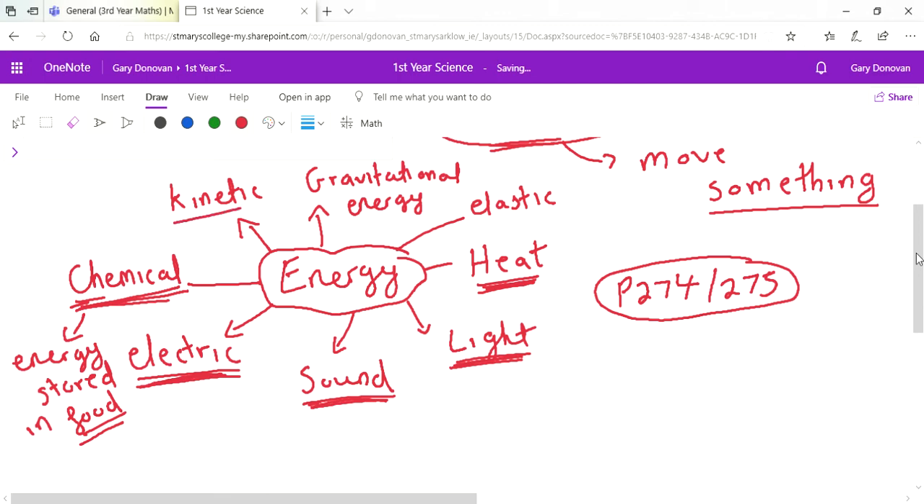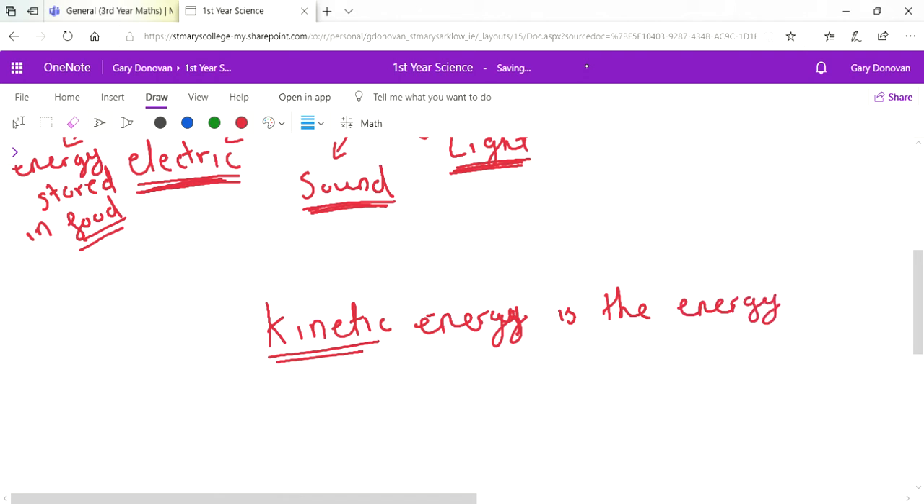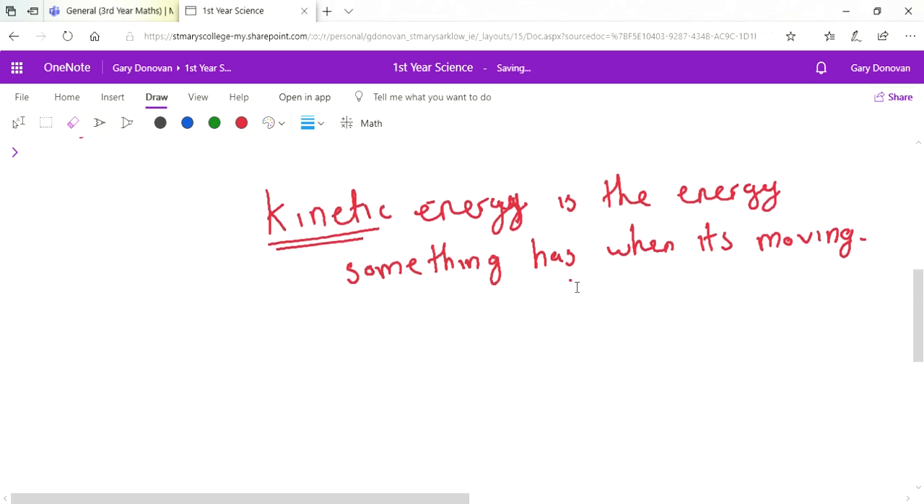Kinetic energy is the energy something has when it's moving. So that's a new word for you, kinetic energy. Kinetic energy is the energy something has when it's moving. So it's hard for me to explain this over the video, but we could look at different examples. Let's say, for example, you had a car, and that car is moving at a speed of 10 meters per second. That means every second it travels 10 meters.